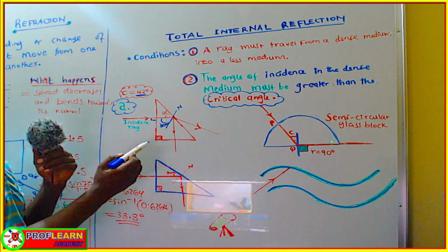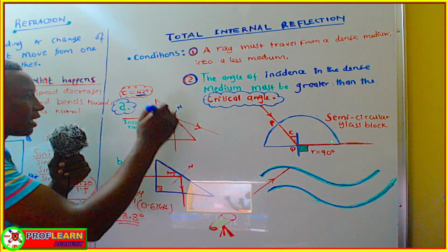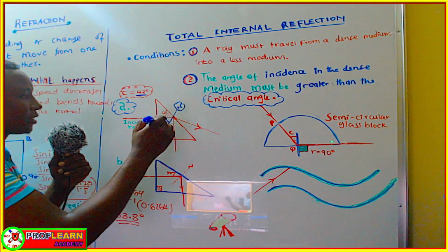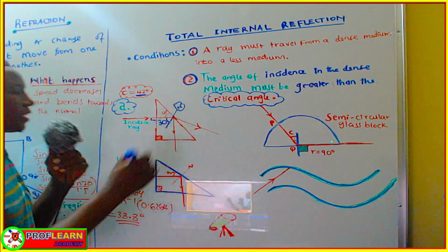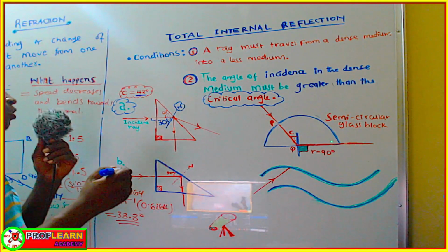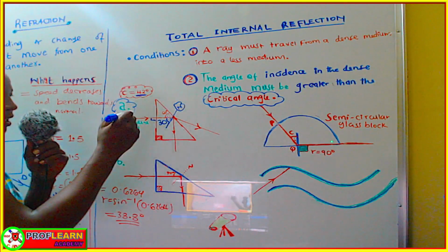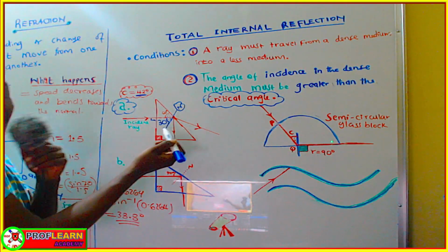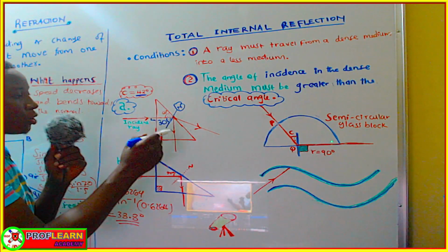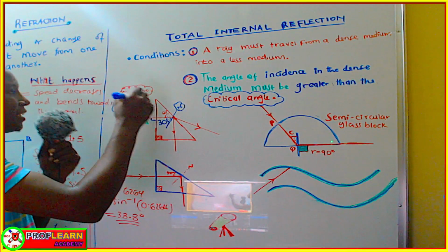Let me write it properly here. If this angle with the surface is 60, then the normal forms 90 degrees with the surface. Then the remaining angle at this point is 30. So this angle is the angle of incidence. Our angle of incidence is 30 degrees, meaning it's less than the critical angle. So if this angle of incidence is less than the critical angle, there will be no total internal reflection.